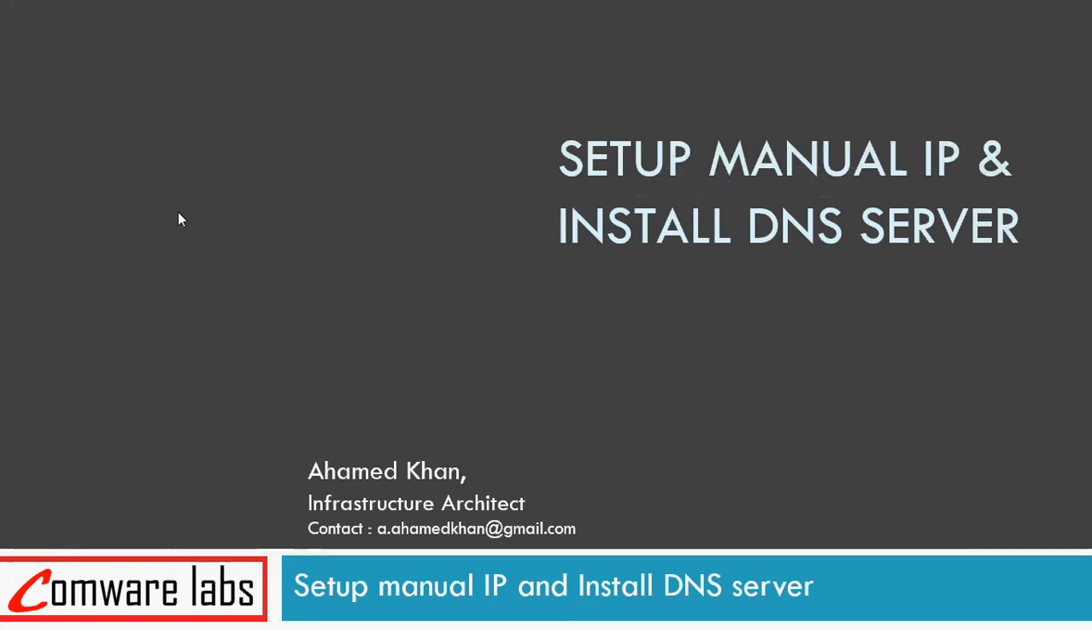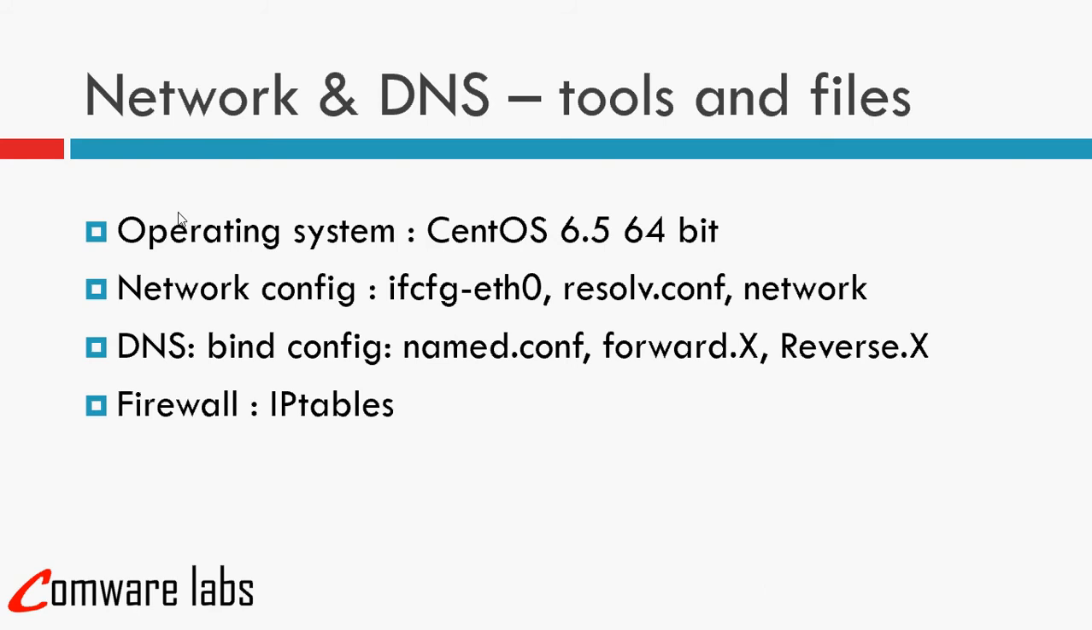In this video, we're going to discuss how to set up a manual IP address and configure a DNS server on CentOS. The operating system you're using is CentOS 6.5, 64-bit.